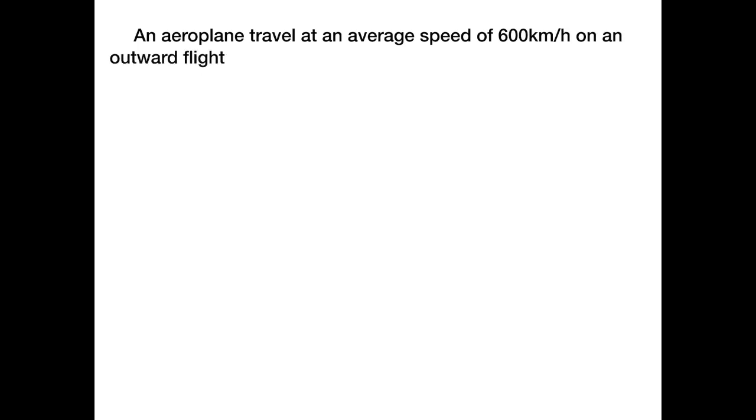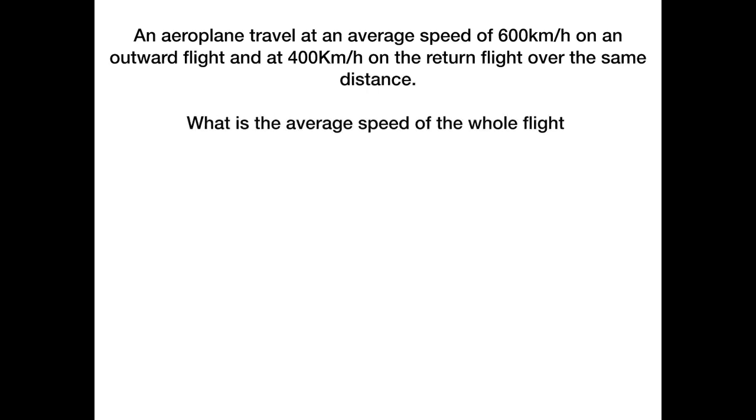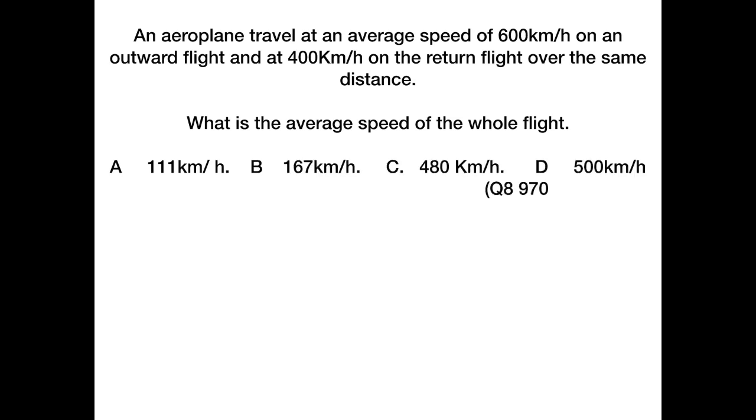This is the next problem. An aeroplane travels at an average speed of 600 kilometers per hour on an outward flight and at 400 kilometers per hour on the return flight over the same distance. What is the average speed of the whole flight? We are given options, and this question is selected from paper 12, October/November 13.